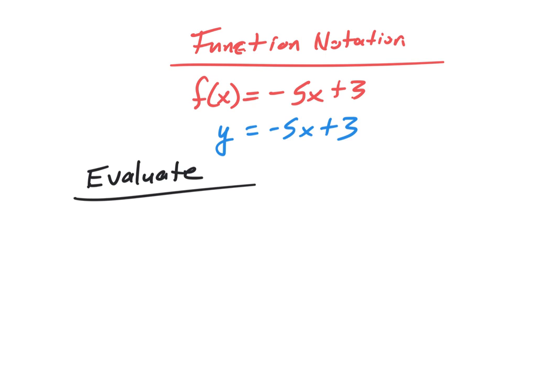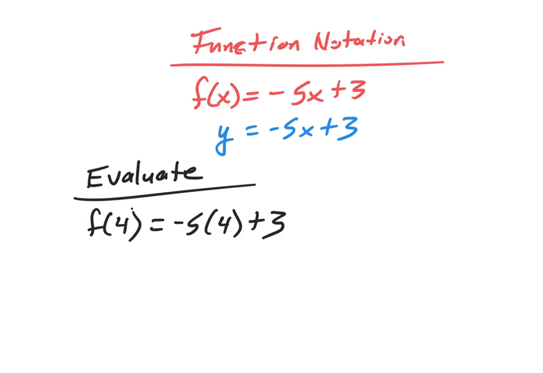I'm going to say, let's evaluate f of 4. What this simply means is we're going to take 4 and plug it into the f function. And the f function is this function right here. So the 4 replaces the x. In place of x, we're going to put in a 4. And so this is negative 5 times 4 plus 3.